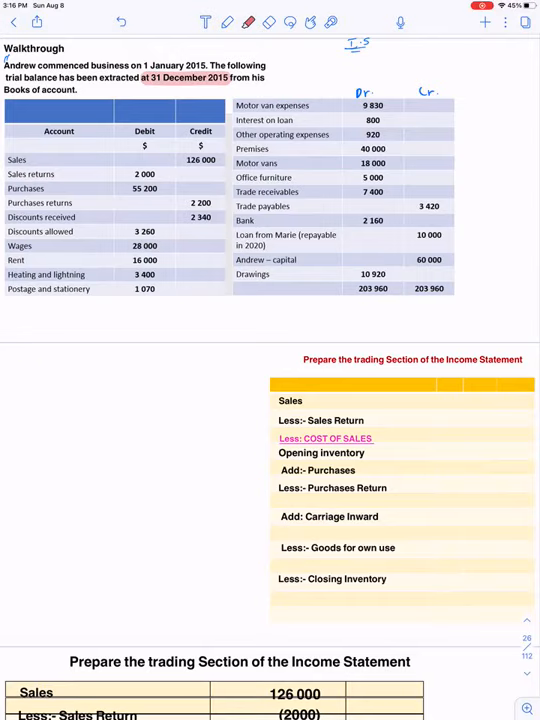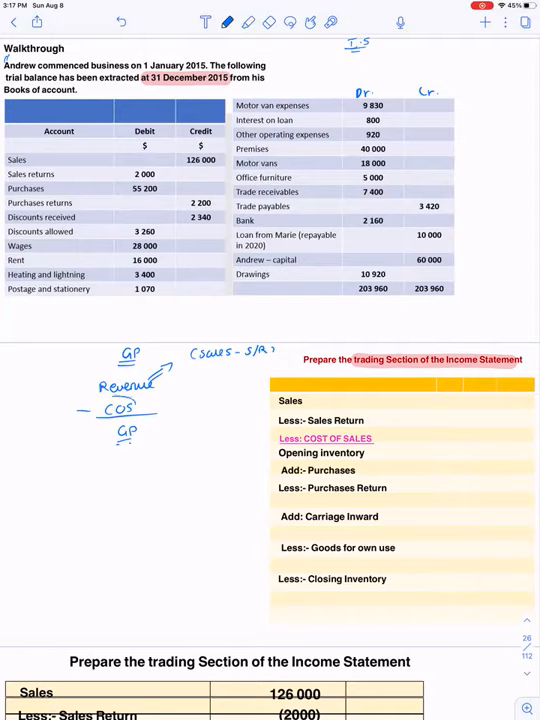They're asking us to prepare the trading section of the income statement. As you all know, the trading section of the income statement gives us the gross profit. That means your revenue less your cost of sales would give us the gross profit, a profit that you earn because of your trading activities. Revenue is always the sales less sales return. Gross profit is the profit that you earn due to trading activities.